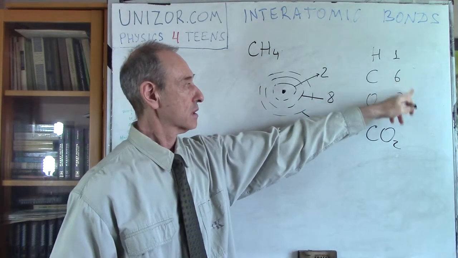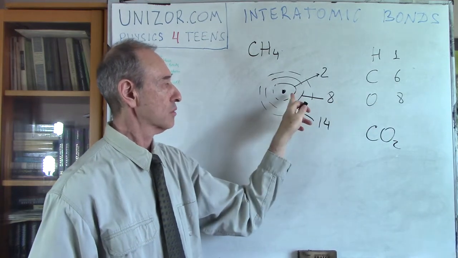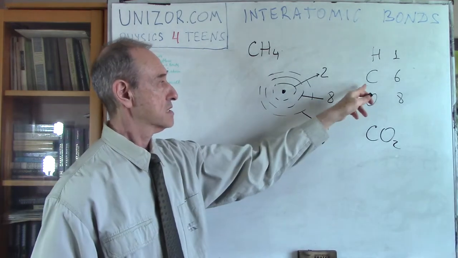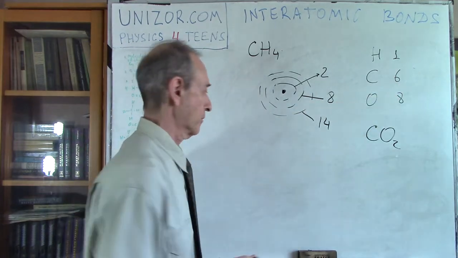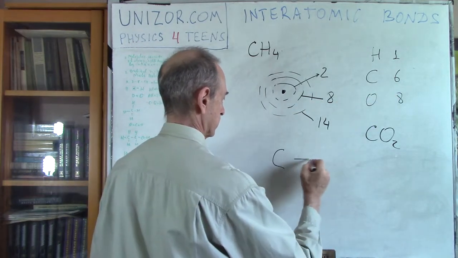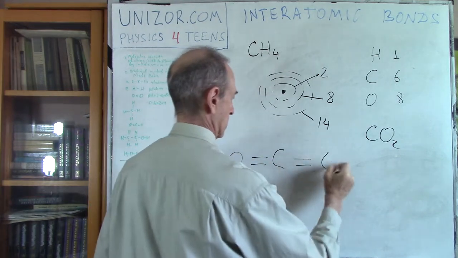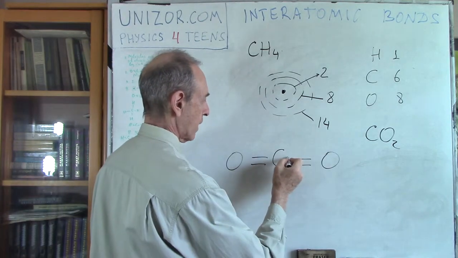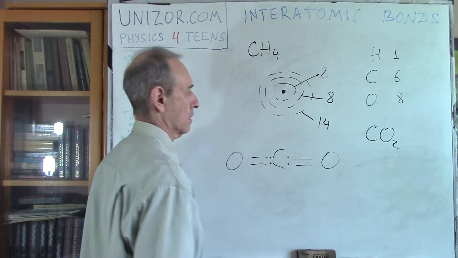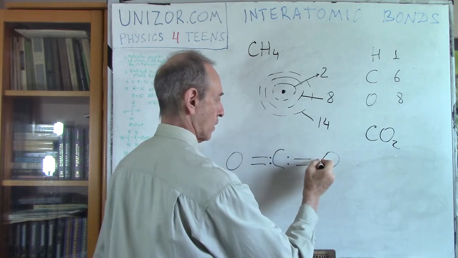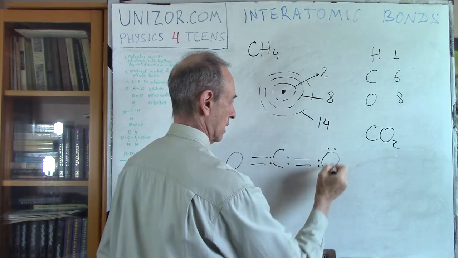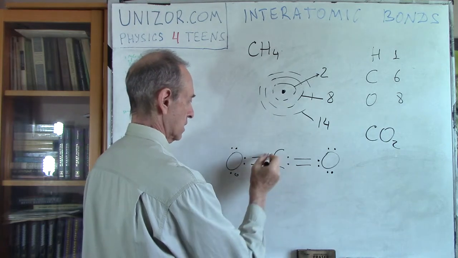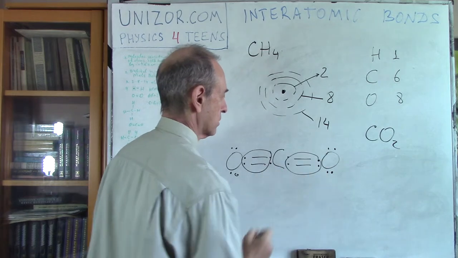Oxygen has 8 minus 2 on inner, 6 on the outer, so it's 2 extra which are needed to complete. C has 2 on inner, 4 on outer. So what happens is the following. That's the structure of the carbon dioxide. So C has 4 electrons on the outer orbit. Oxygen has 6, so 2 and 2 private. These are shared, these are shared.